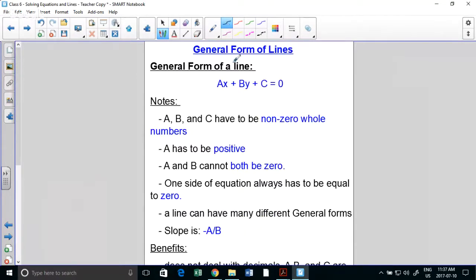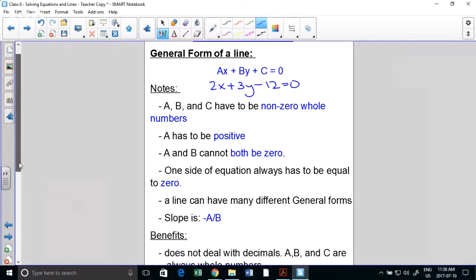General form of a line: ax plus by plus c equals 0. So for example, we could have 2x plus 3y minus 12 equals 0. That is a general form of a line.